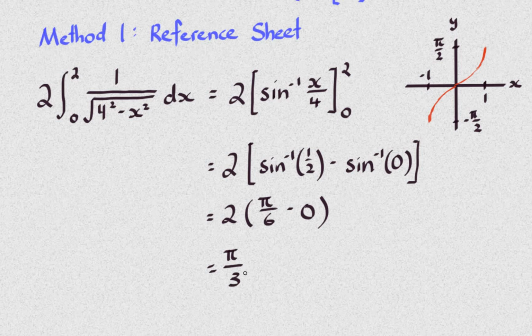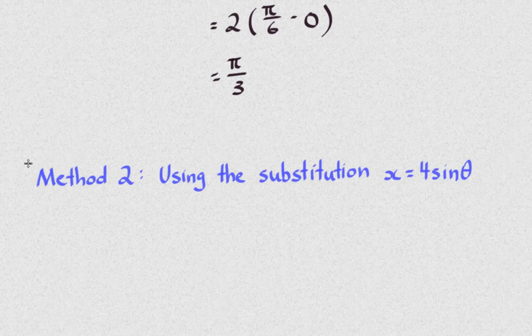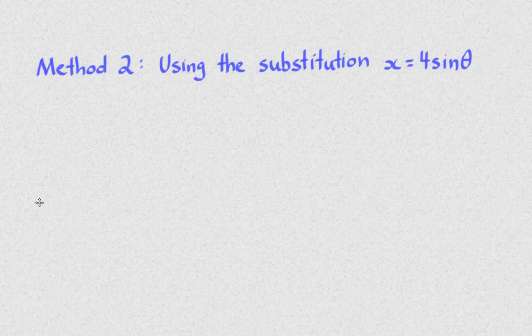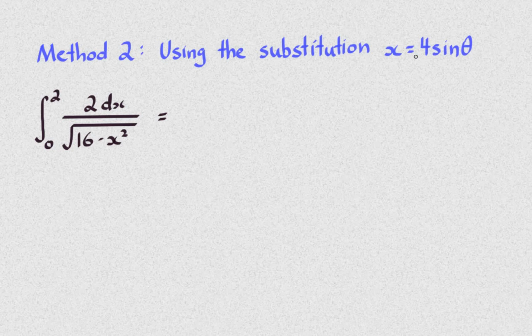Let's try this question now using the second method of substitution. In this case, we are given the substitution x equals 4 sine theta. But what if we aren't given the substitution? Well, in our case, because our integral we know leads us to an inverse sine solution, that is why having a sine theta is appropriate. And in fact, we could use a cos theta as well.